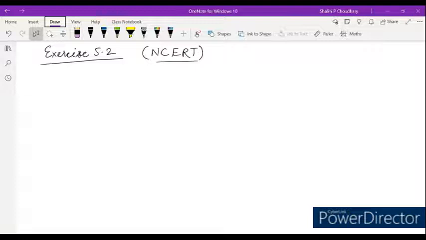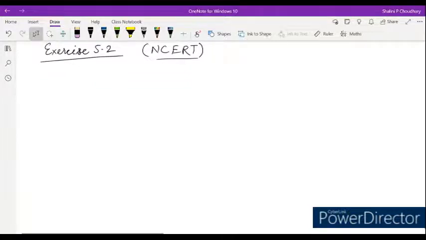We will do sums based on modulus, arguments and polar form. First of all, we are doing the sums based on NCERT, exercise 5.2 of NCERT. The first question that we are going to do is we have to find out the modulus and argument of the complex number z is equal to -1 minus i root 3.